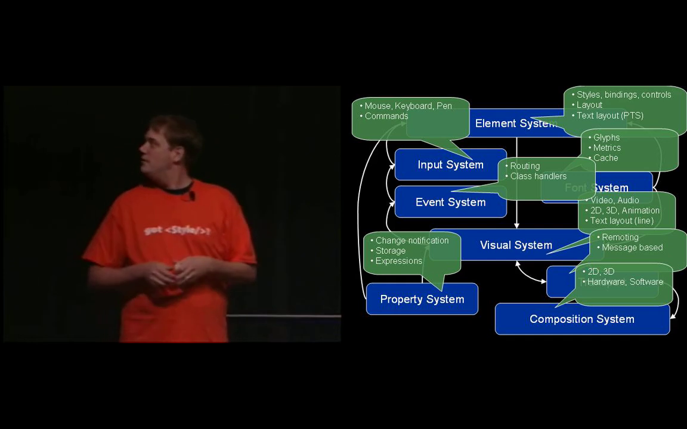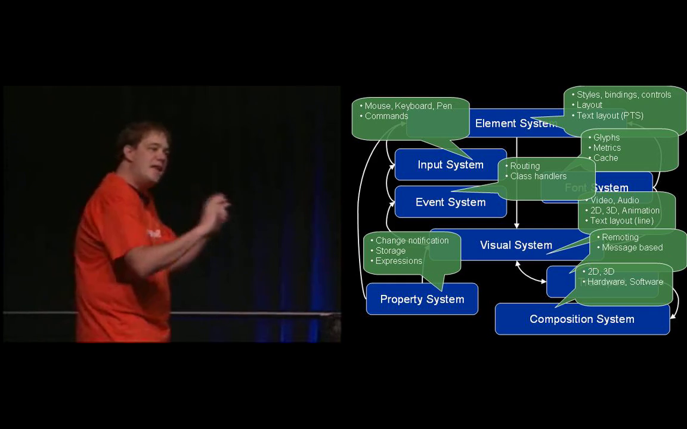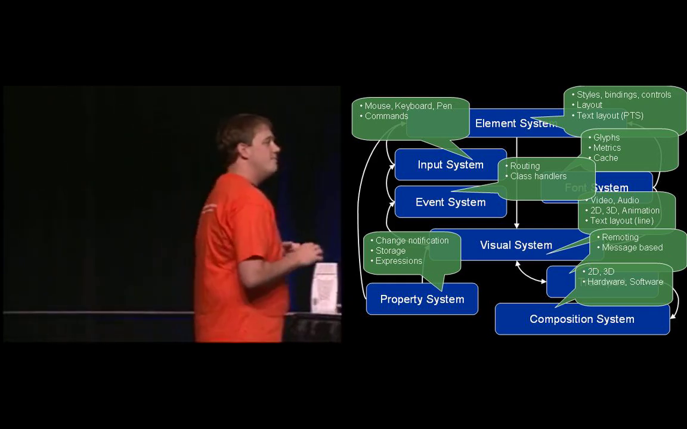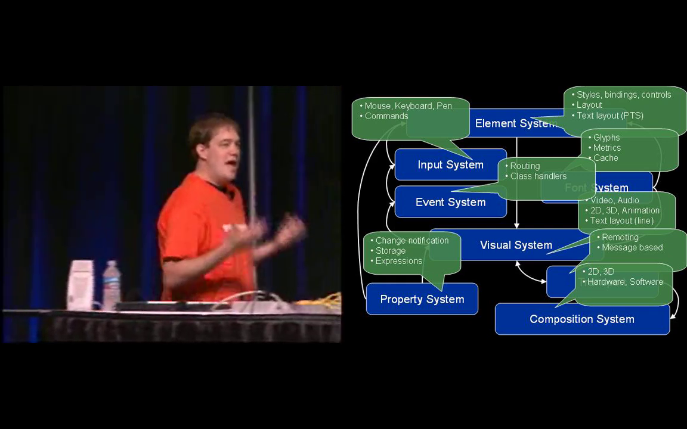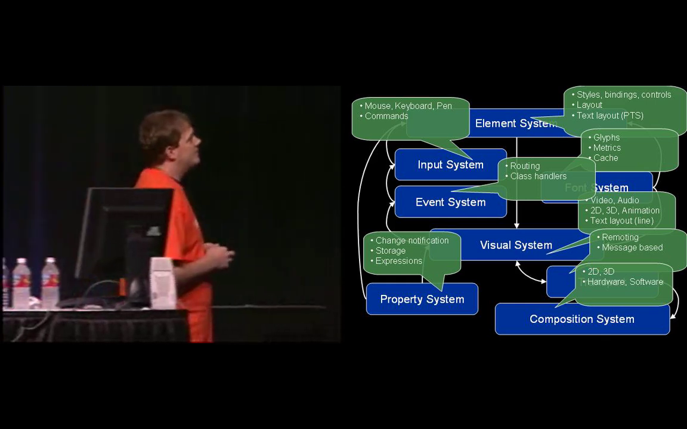All right. So we've got our input. We've routed the events around the system. We have a base data model in the property engine. Now we want to get some actual text on the screen. We want people to be able to read what we're saying. So we have a font system.